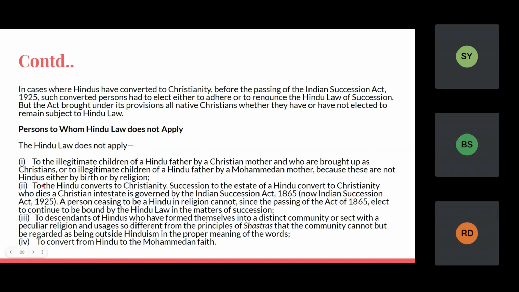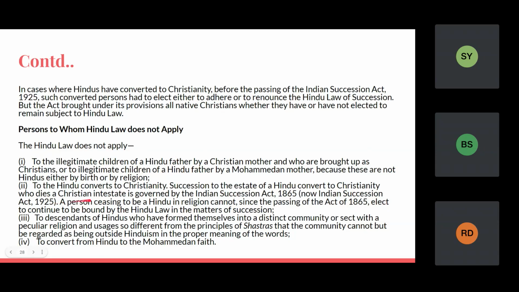Okay. Now the next point is about Hindu converts to Christianity. Succession to the estate, in the sense property here, of a Hindu convert to Christianity who dies a Christian intestate, in the sense he has not written a will, is governed by the Indian Succession Act 1865, which is now made into the Indian Succession Act 1925.